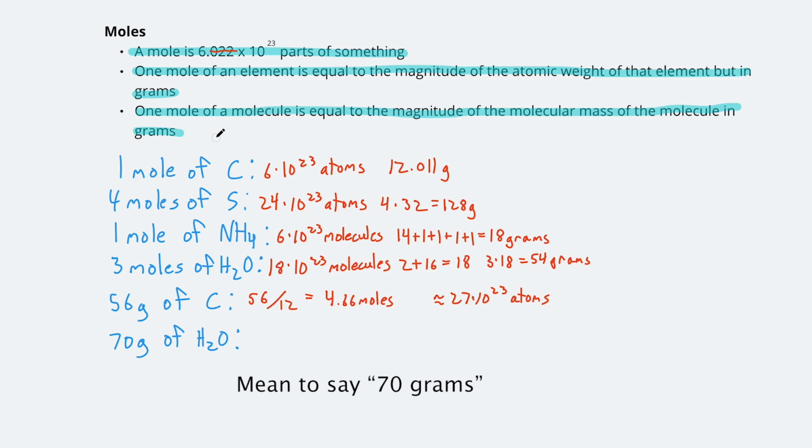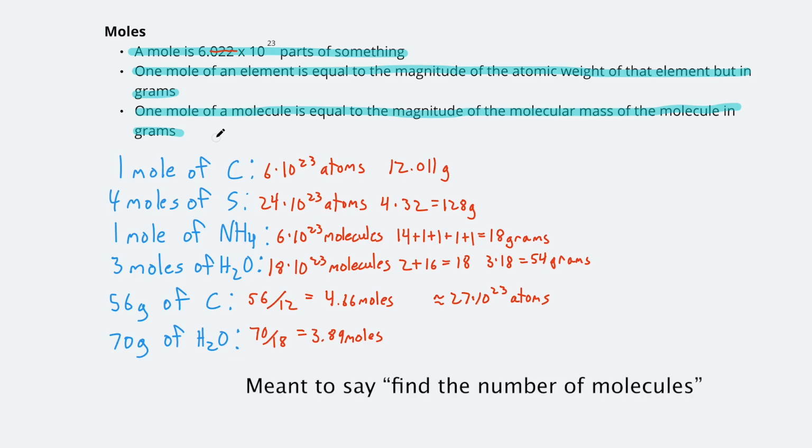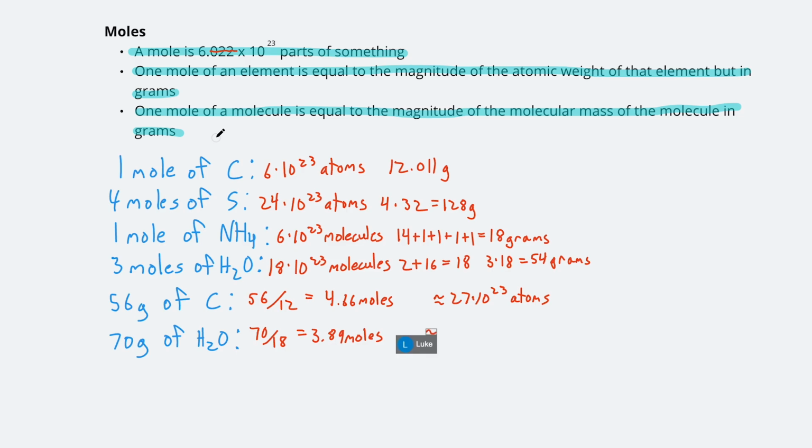Now we'll just apply the same concept to a molecule. So if we have 70 grams of H2O, we're going to divide 70 by the molar mass of H2O, which is 18, and that equals 3.89 moles of H2O. So to find the number of molecules, we would multiply that by 6 times 10 to the 23. With some rounding, we can basically round that up to 4 times 6. So that would be about 24 times 10 to the 23 molecules of H2O.